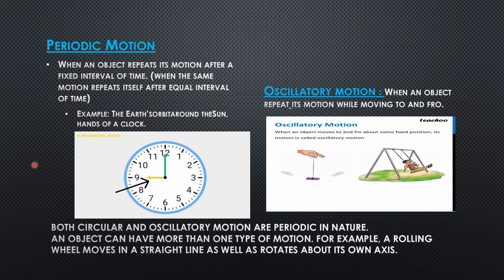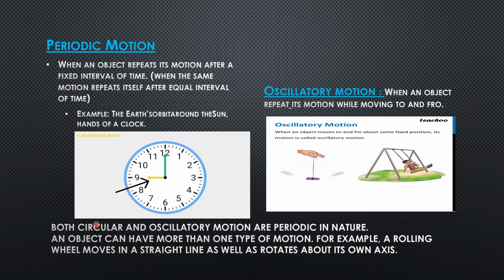Oscillatory motion, when an object repeats its motion while moving to and fro. Oscillatory motion is only to and fro motion, right? In periodic motion there are equal time steps, but they don't need any to and fro path. But in an oscillatory motion, they also require the same time steps. Movement is to and fro, around a fixed or equilibrium position. The swinging pendulum or a swing motion, these are both oscillatory motion.